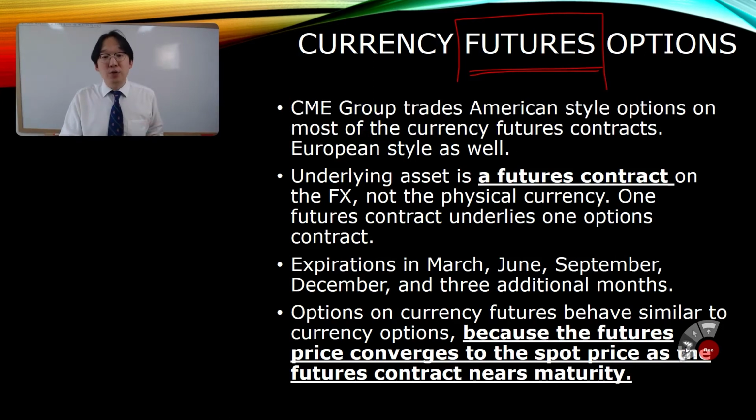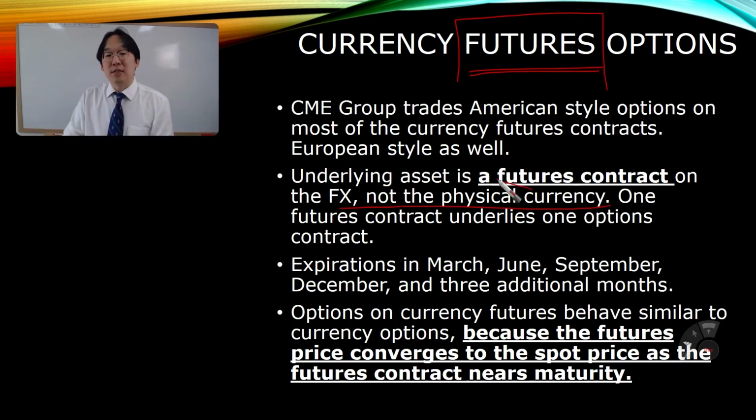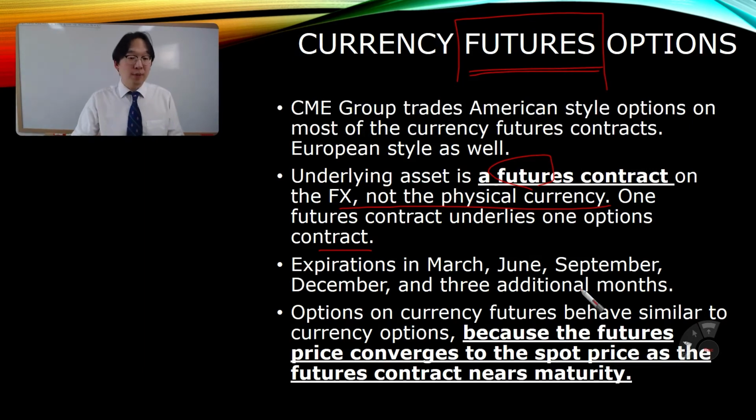The underlying asset is a futures contract on the FX. Before, the underlying asset was FX itself, the spot rate. But here it is about the futures rate, not the physical currency. It's based on futures. Futures is the underlying asset over here. One futures contract underlies one options contract. And then expirations are in March, June, September, and December, and 3 additional months are there.